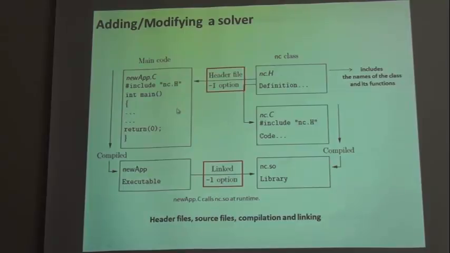Before we go into the solver, this slide shows the overall relationship between your source code and the header files or classes that it is accessing. Suppose this is your application solver given by the name newApp.C. Here you can see that it accesses a class called nc.C, which has a header file containing the definition of the member classes and functions, and this is the main source code for that class.